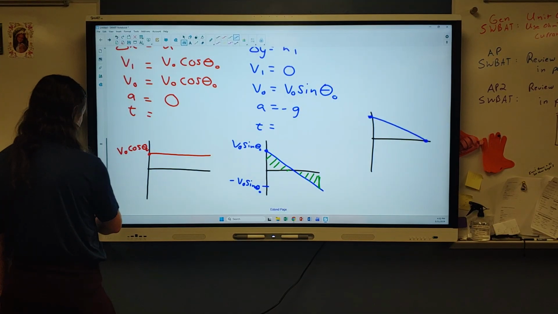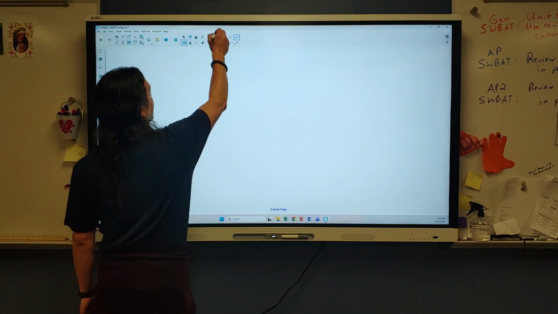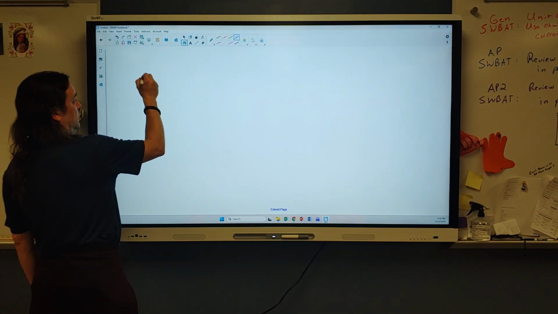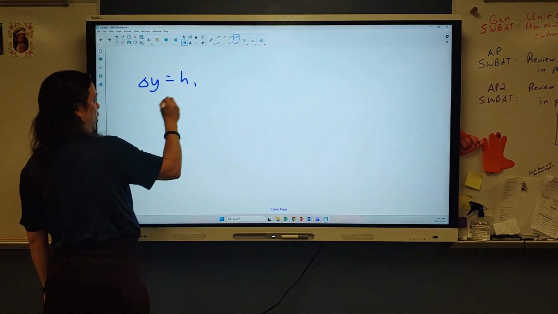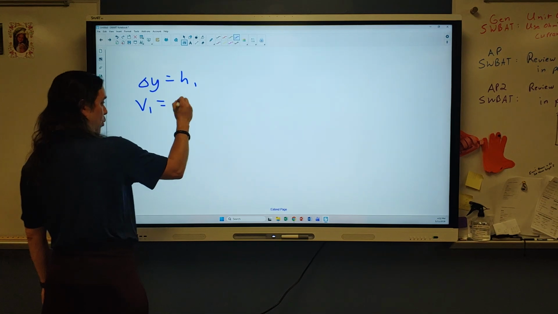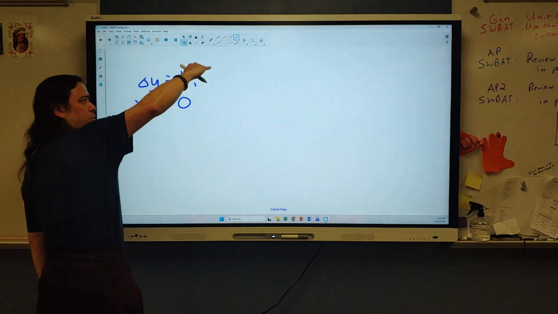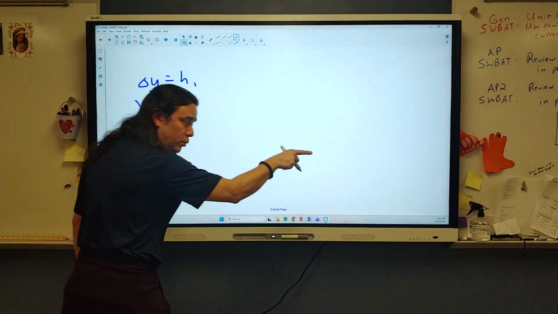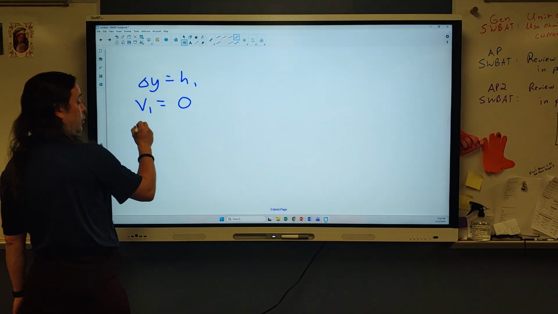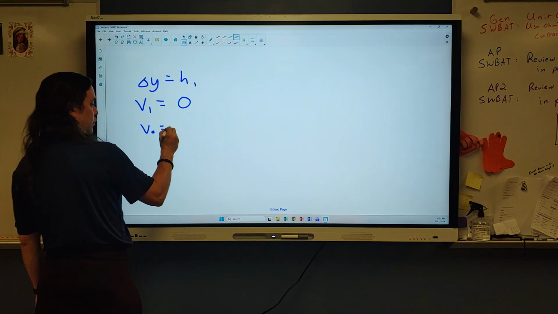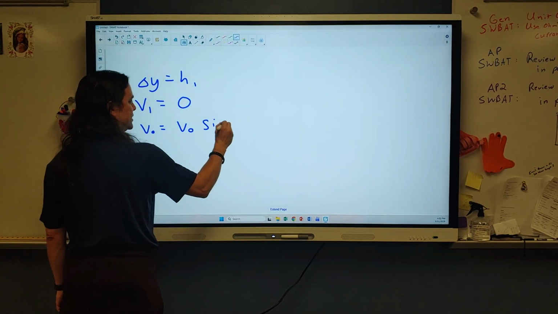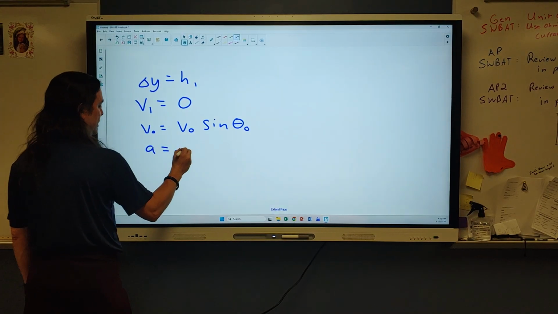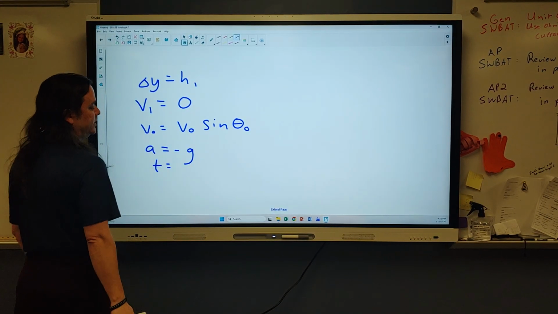There are several ways to go about this. I prefer looking at this from the kinematics viewpoint. So in this case, we're looking specifically in the y direction. Our delta y is equal to h1. Our final velocity in the y is 0, because it goes up and we're looking at the point where it's at the top. Now the total velocity is not 0 because it is still moving to the right, but our velocity in the y direction is 0. Our initial velocity in the y is v naught sine theta naught, as I showed earlier. Let's see, our acceleration is negative g, and our time we have no idea.